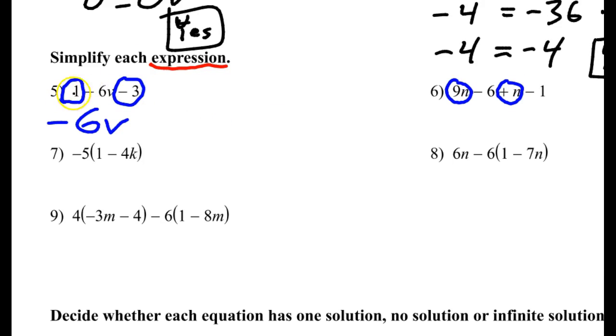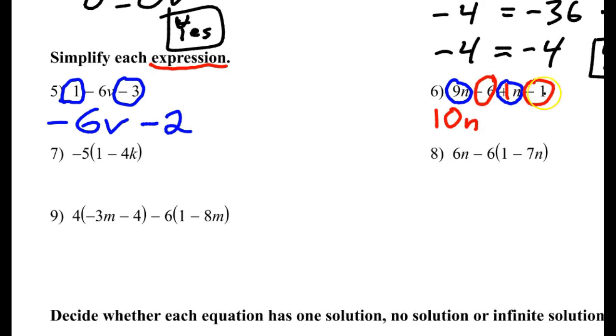And then what's 1 minus 3? Negative 2. And generally you put the variable first and the number, but if you switch it, it wouldn't be wrong. But that's just normally how people write. And then here we have positive 9 plus 1. N is 1n, so that's 10.